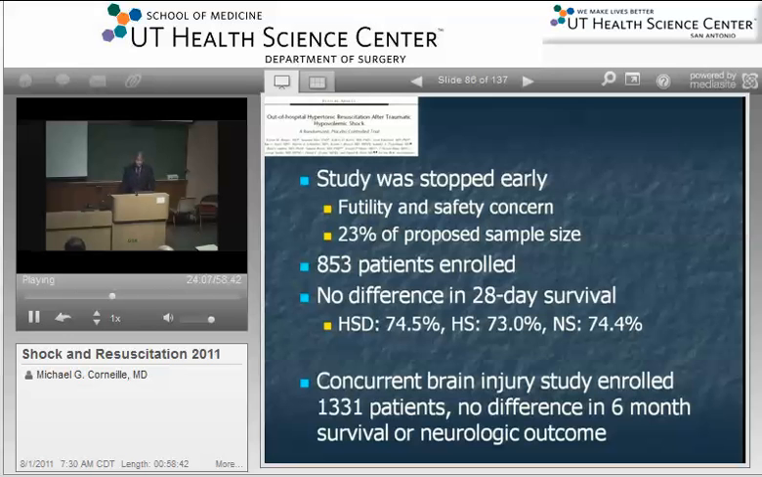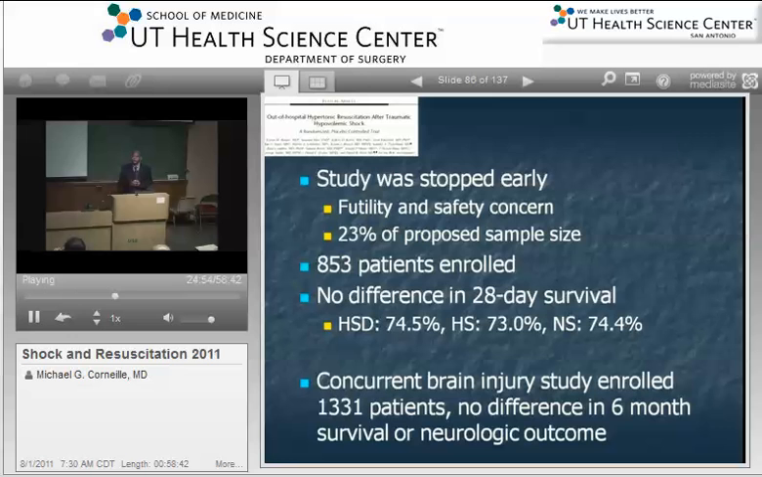Unfortunately, similar to the studies before, this one was also stopped early because of futility and potential safety concern. In other words, these patients were getting hypertonic saline and were not getting necessarily conventional resuscitation. They were only able to achieve 23% of the proposed sample size. That was 853 patients. And you can see the numbers, a non-significant difference in 28-day survival. The hypertonic saline dextran group, 75%, all of them around 75%. So no difference in survival.